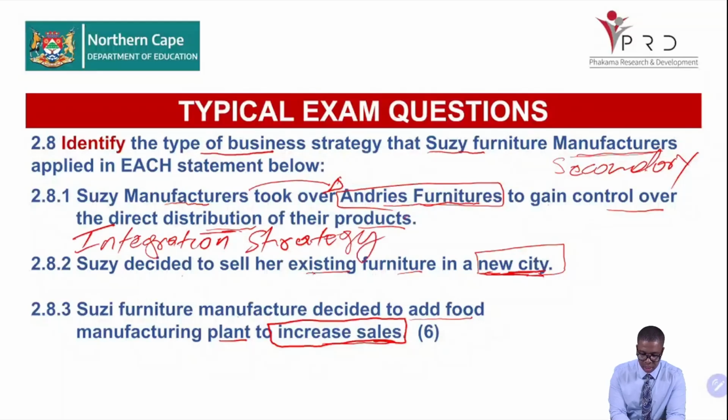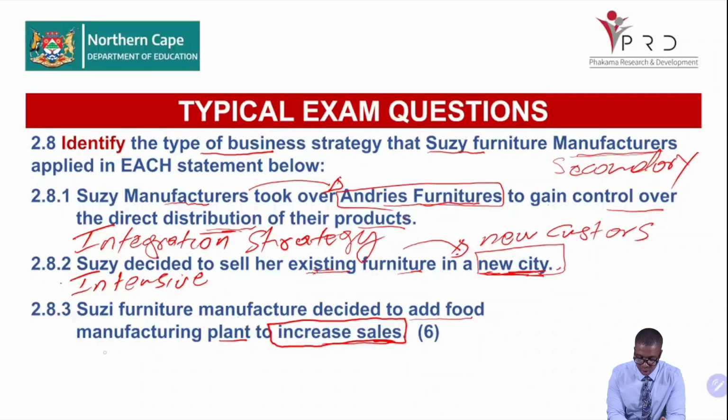Then another one is Suzy decided to sell her existing furniture in a new city. So this one is considered to be an intensive strategy. Why? Because you are increasing the sales here. The sales will increase because of new customers. The new customers will be from the new city.